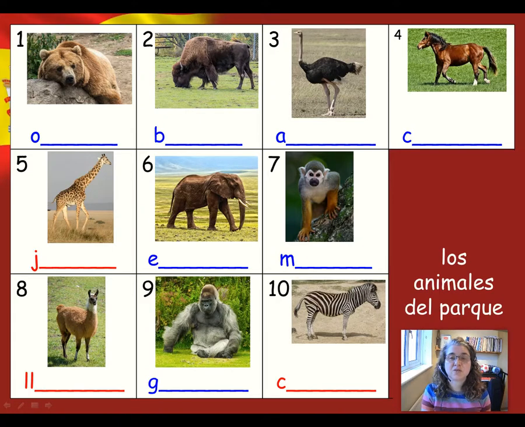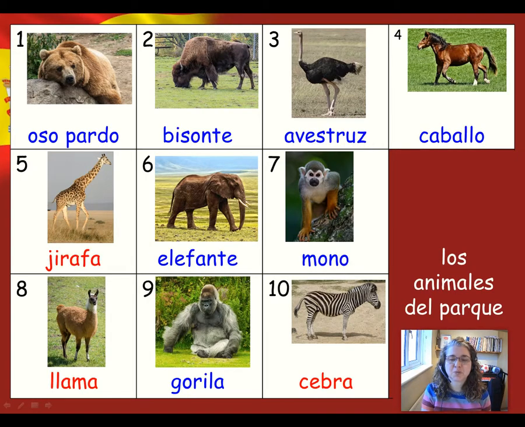So how do you think you've got on? Do you think you've managed to write those 10 animal words from memory? Let's put them back in again. So pause the video, mark your work, correct it if you need to. How did you get on? It's important to correct your own work and to learn from those errors.